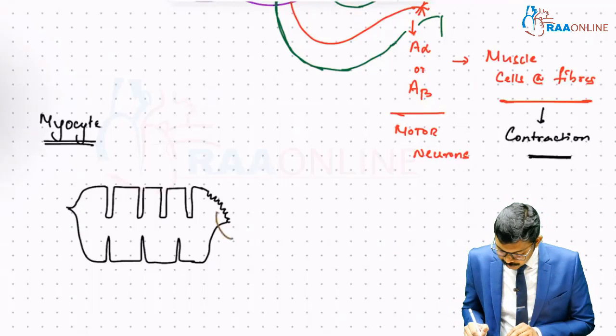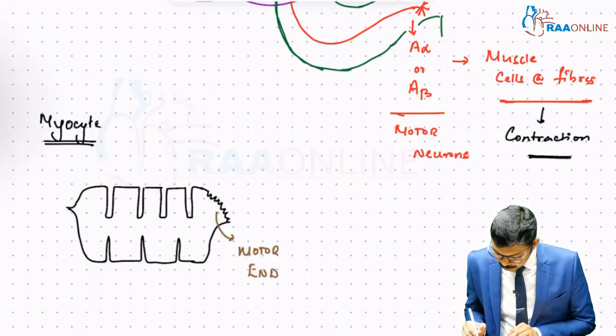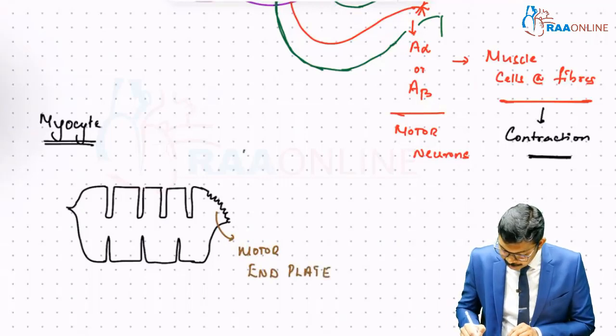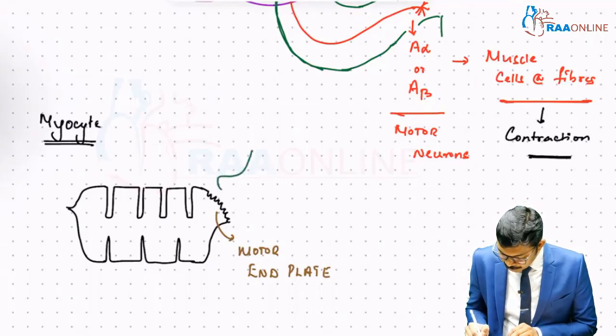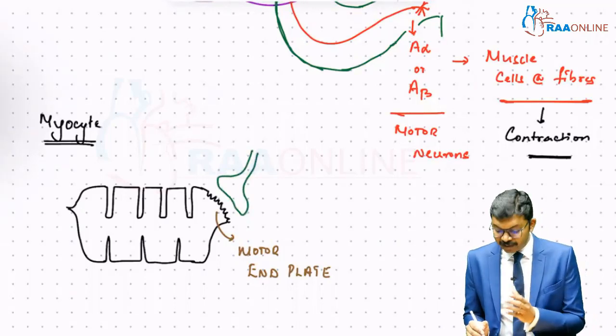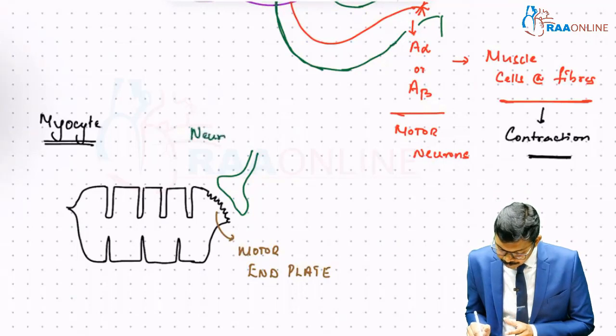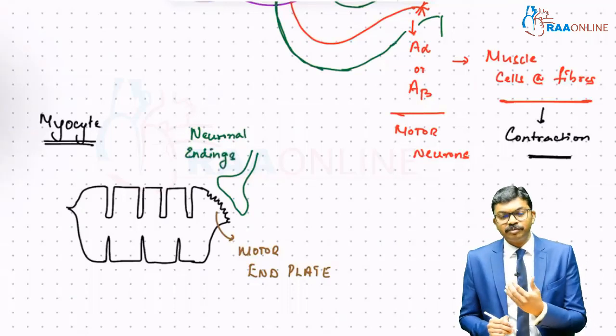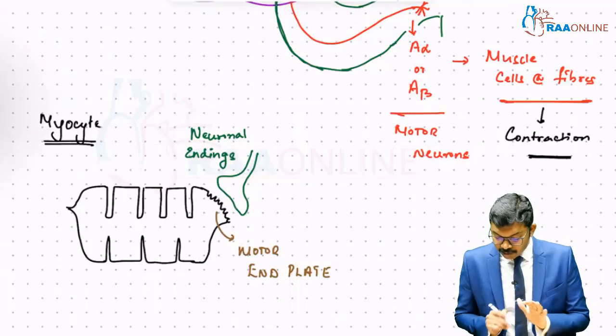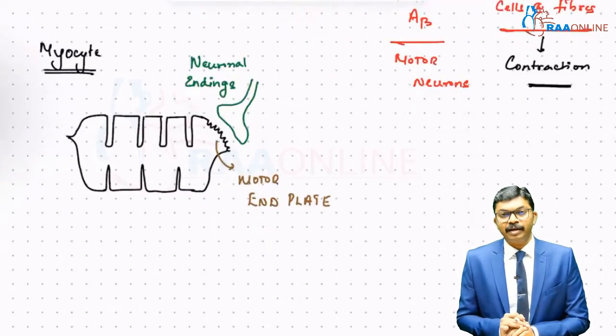You know this, right? So this region is called the motor end plate, and this motor end plate is going to receive a neuronal ending, and that is how a neuromuscular junction is formed. So let's take up a neuronal ending, and this neuronal ending is going to form the neuromuscular junction. I call this the neuronal endings, guys, and that forms a neuromuscular junction. So these basics give you this idea in a clearer and lucid manner.